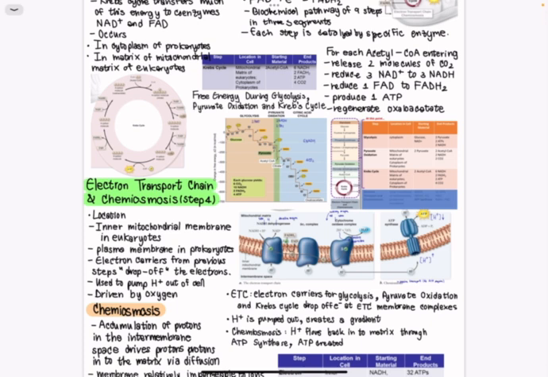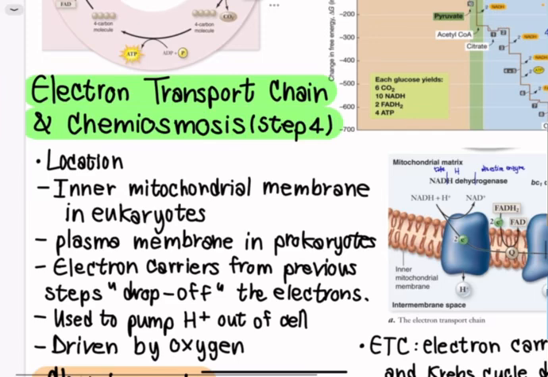Electron transport chain and chemiosmosis, or step 4. Its location is the inner mitochondrial membrane in eukaryotes and the plasma membrane in prokaryotes. Electron carriers from the previous steps drop off the electrons, which are used to pump H+ out of the cell and driven by oxygen.